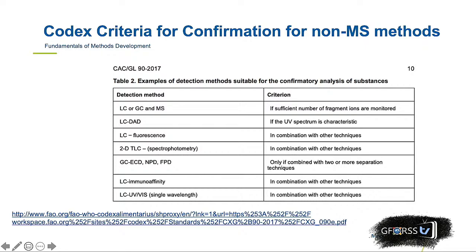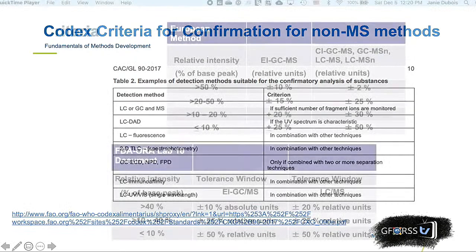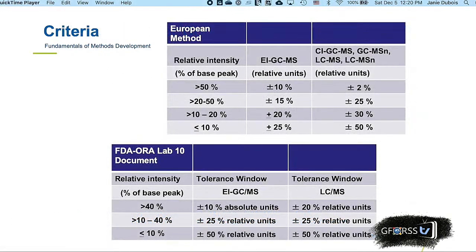LC diode array can be enough if the whole spectrum is characteristic. The others all need a second analysis to confirm. In the criteria associated with the chromatogram, the peaks not only need to appear at the same retention time, but also need to have similar intensities for similar concentrations of standards.